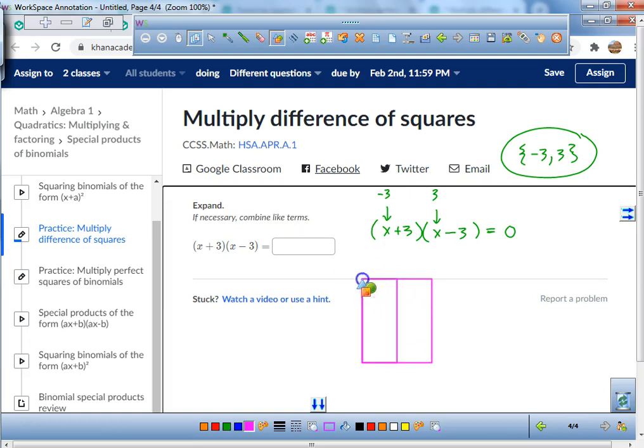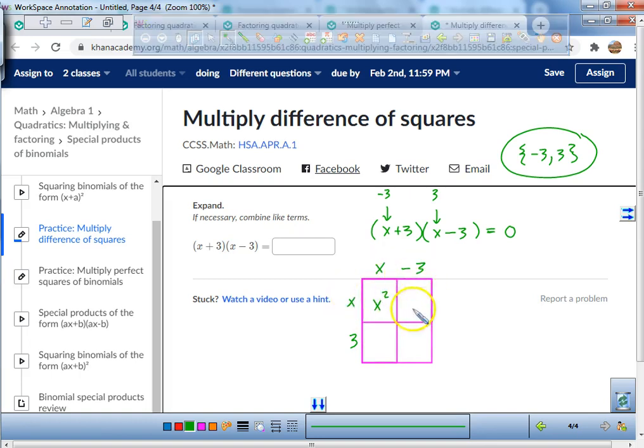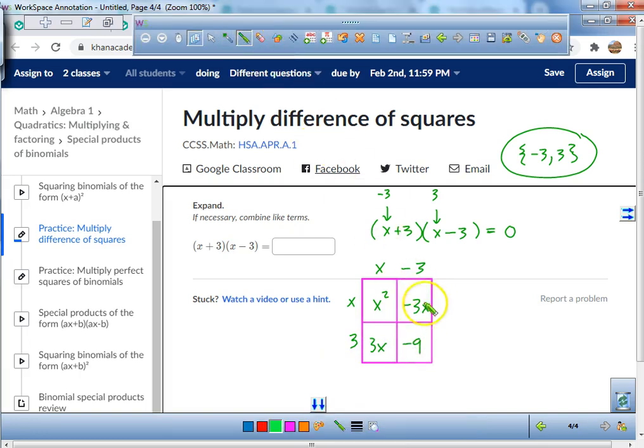Now, we're starting our quadratic section, but this is kind of an intro to it. So we have x and a +3, and I have an x and a -3. When we do this array method, x times x is x squared, x times -3 is -3x, 3 times x is 3x, and 3 times -3 is -9. Now, in a difference of squares, you will always notice these will always add together to equal 0. And all you're left with is x squared minus 9.